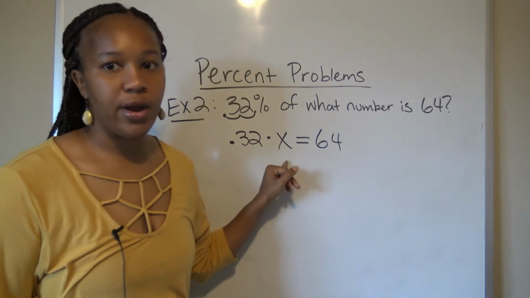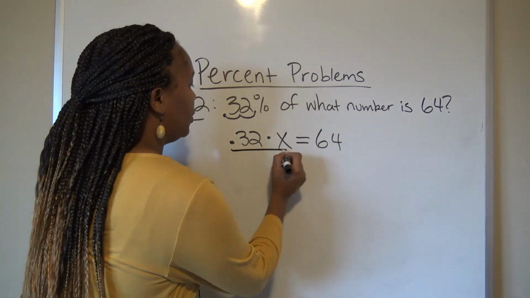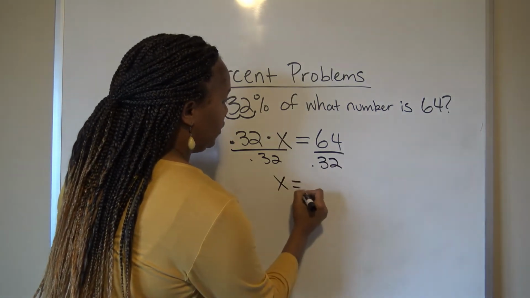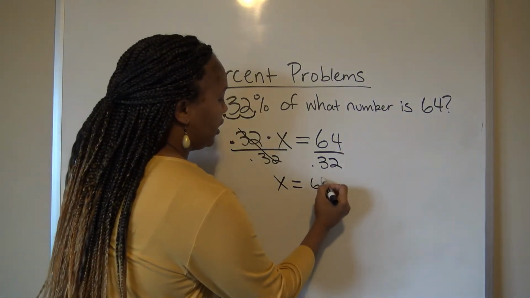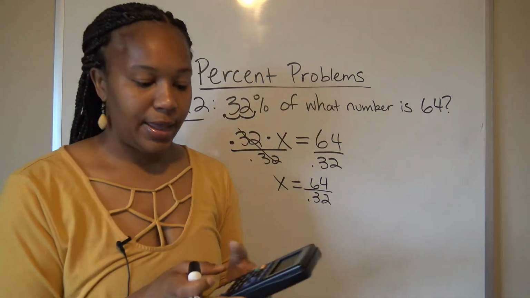We need to solve for X. Since this is 0.32 times X, to get rid of 0.32, you would divide by 0.32. So X is equal to, because these will go away, 64 divided by 0.32. I'm going to plug that in my calculator.